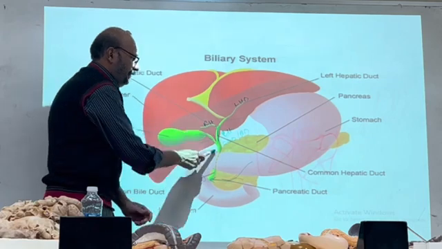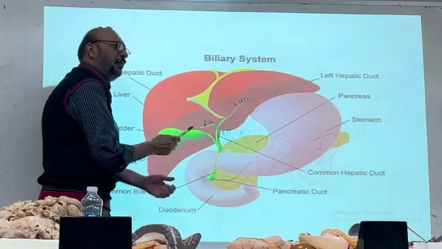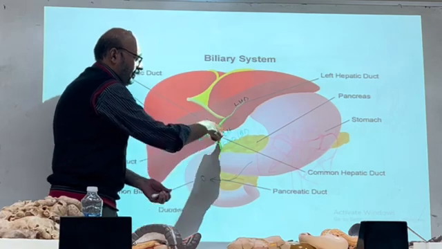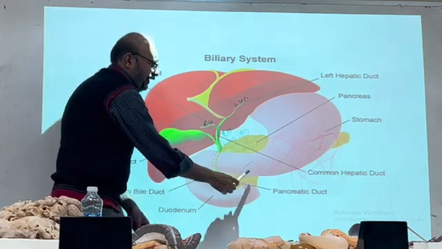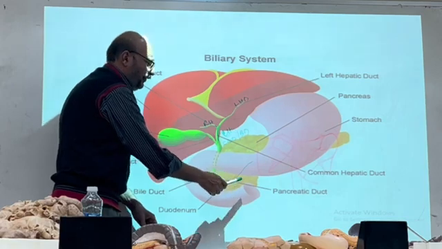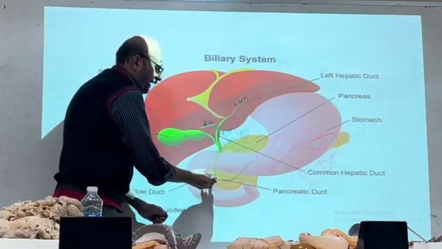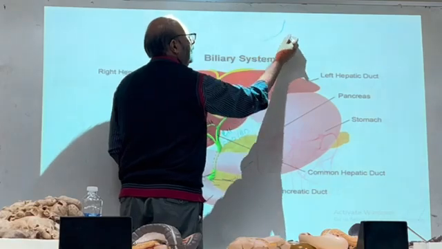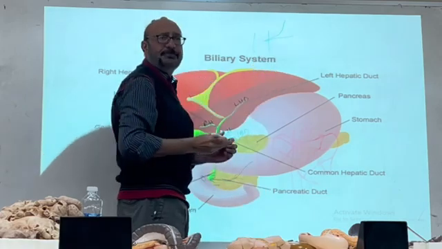So bile will be produced here, come here, and be stored here. When we eat fatty food, it will contract and make secretions here into the second part of the duodenum. Plus, when we eat proteins, the proteolytic enzymes from the pancreatic secretion will reach the same duct. So at this region, the two ducts are like the same. Here is the bile duct, here is the pancreatic duct. Both of them combine, and then they open in the second part of the duodenum. Okay?